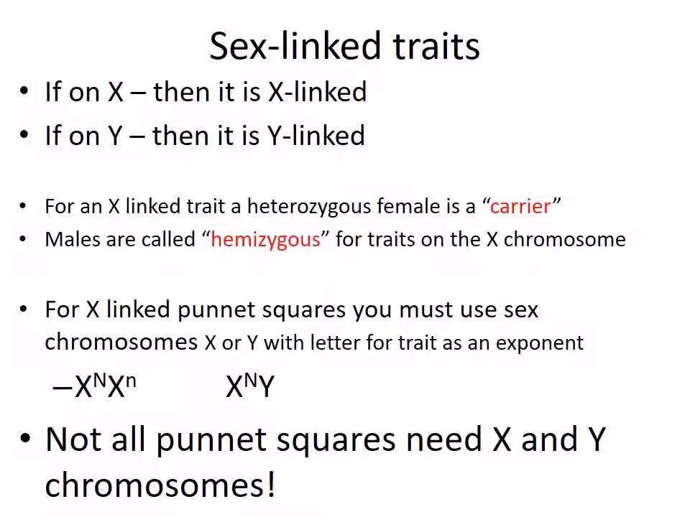For X-linked Punnett squares, you need to use the sex chromosomes X and Y, and then use a superscript or an exponent to describe the trait. So, for example, X big N, X little n would be a heterozygous female, and X big N, Y would be a hemizygous male. I feel like many students get into the habit of putting X and Y with every single Punnett square that they do after they learn about X and Y chromosomes, but don't do that. You only need to put X and Y chromosomes in the Punnett square if the trait is an X-linked or Y-linked trait. So be careful with that. And really, in our class, we're not going to deal with Y-linked traits. We're only going to talk about X-linked traits.